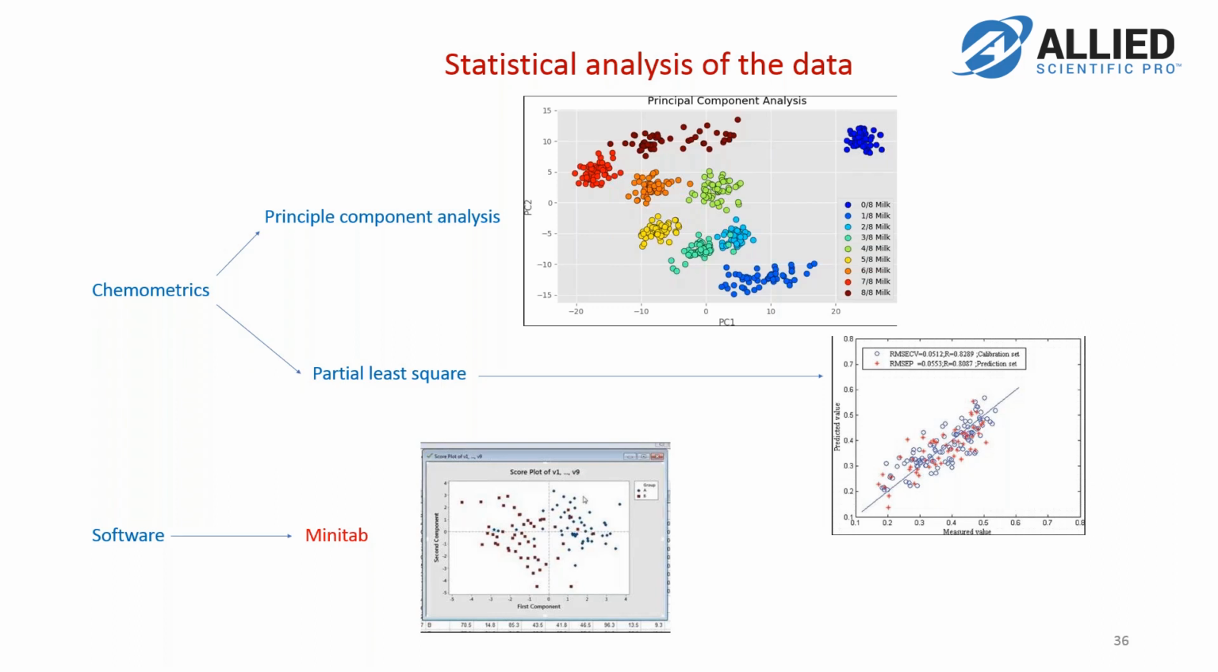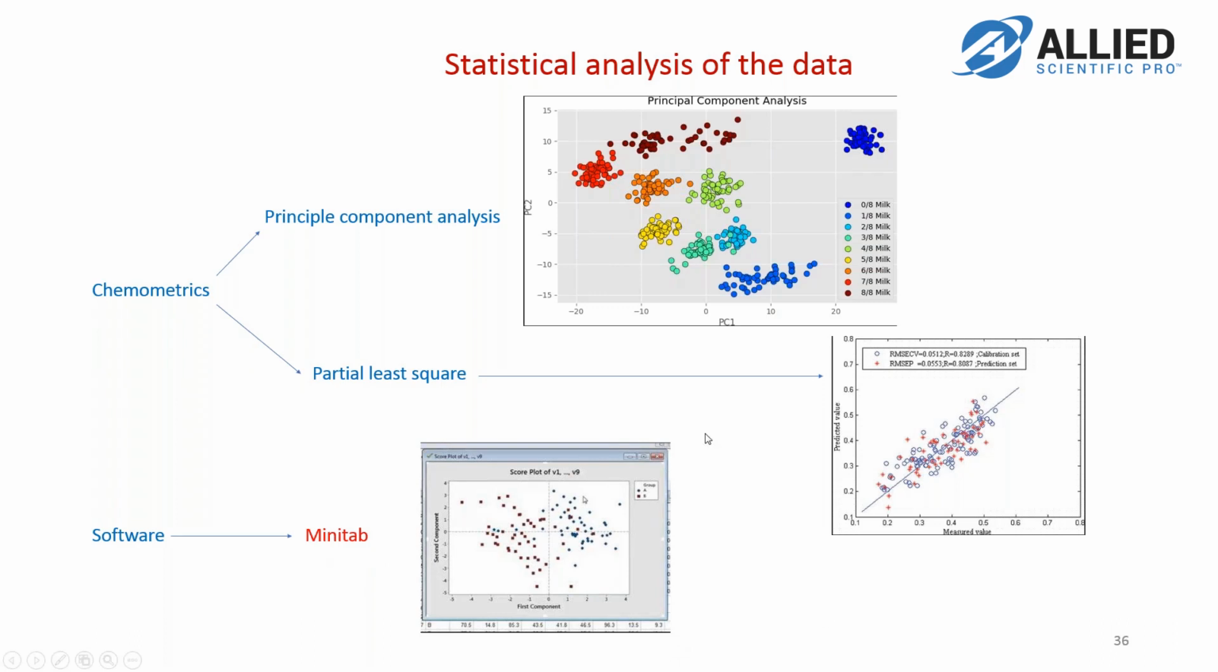So one has to use some statistical methods, and chemometrics is a technique where you could use principal component analysis and partial least square analysis. These are statistical techniques that could identify the components of your material or your sample, and allow you to identify different components and quantify them. There's a software called Minitab, which is very common, that could be used to do this statistical analysis.